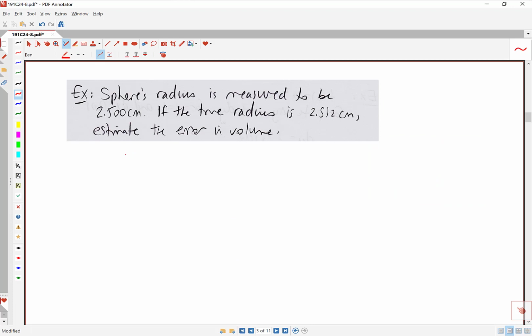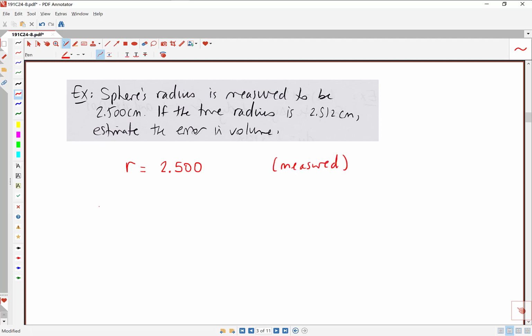A sphere's radius is measured to be 2.500 centimeters. If the true radius is 2.512 centimeters, estimate the error in the volume. Okay, let's see if we can pull some of the values out of the question. So we'll use r for the sphere's radius. And when you talk about the measured value, think of that as your starting point. That's what you measure. So that's your starting point on the curve if you were imagining this visually.